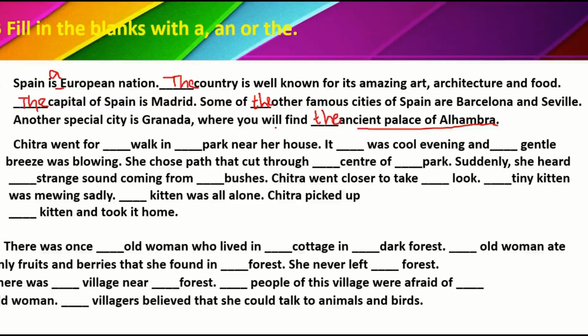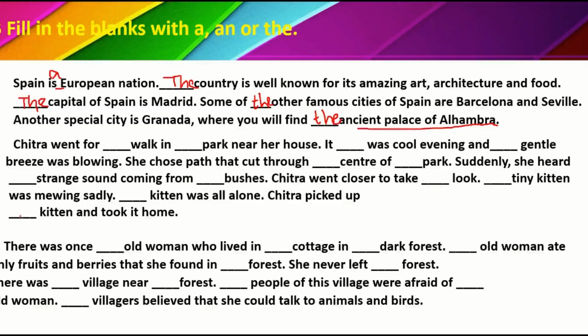We should not use "an" or "a" before the ancient palace of Alhambra, because there is only one palace of Alhambra, only this one which is there in Spain. It is only one thing. That's why we have used the word "the" over there, because it is a particular, specific thing.